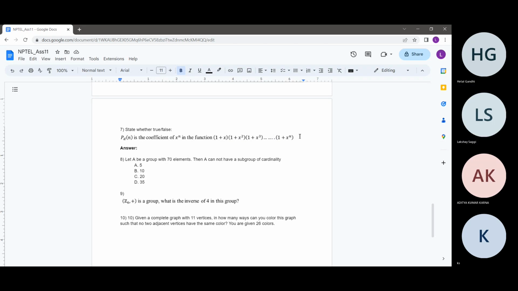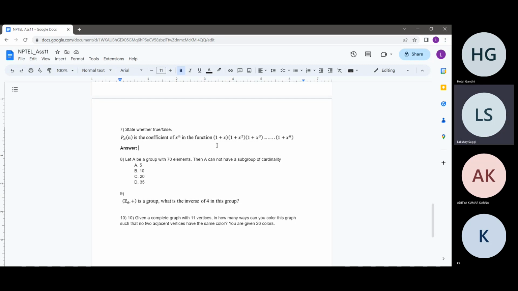So actually, this statement is true. Why? Because what would be the coefficient of x to the power n? How it denotes here is the 1 plus x term can be thought of as x to the power 0 plus x to the power 1. So in x to the power n, it will contribute a factor of whether we are including this one. X to the power 0 will denote that we are not including 1, and x to the power 1 will denote we are including 1.